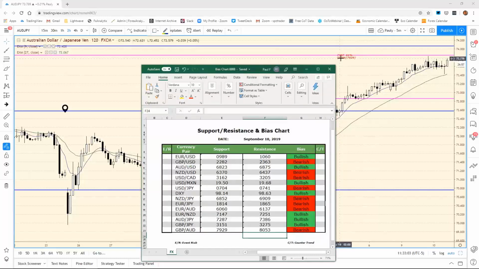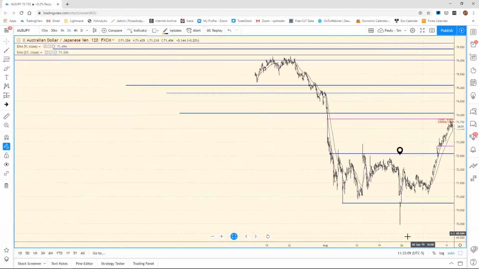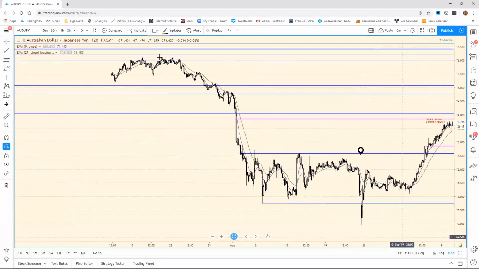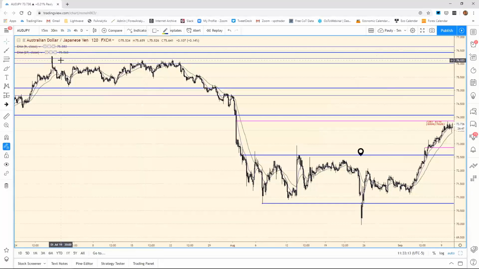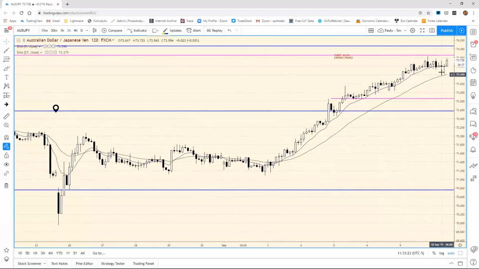That actually confluences with 73.87, the 61% of the move of 69.96 to 76.29. You can see that right here, right there, and coming in right here. And that comes in at 61% with 73.86 actually being our bias chart resistance. Nicked it. And we're kind of pushing a little bit up here.